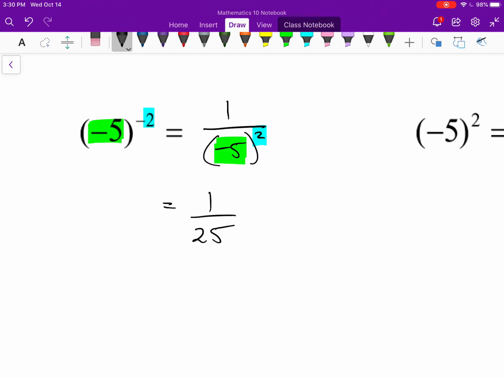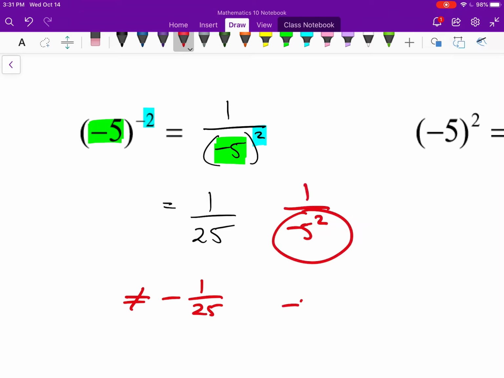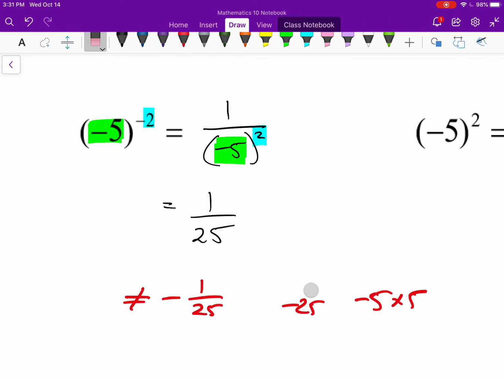A common mistake is to think this is going to equal negative 1 over 25. Because, again, if we don't have these brackets, which is wrong, we get 1 over negative 5 squared. And negative 5 squared is negative 25. Negative 5 squared, we saw this last day, means negative 5 times 5. That's what it actually means. And if you use your calculator, it's going to tell you the answer you don't want, which is negative 25. And again, we don't need a calculator for this.